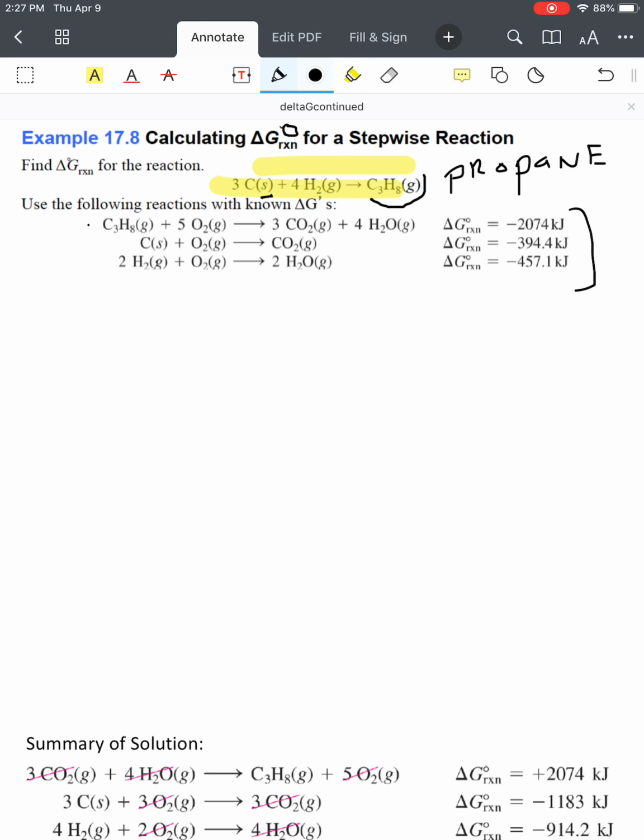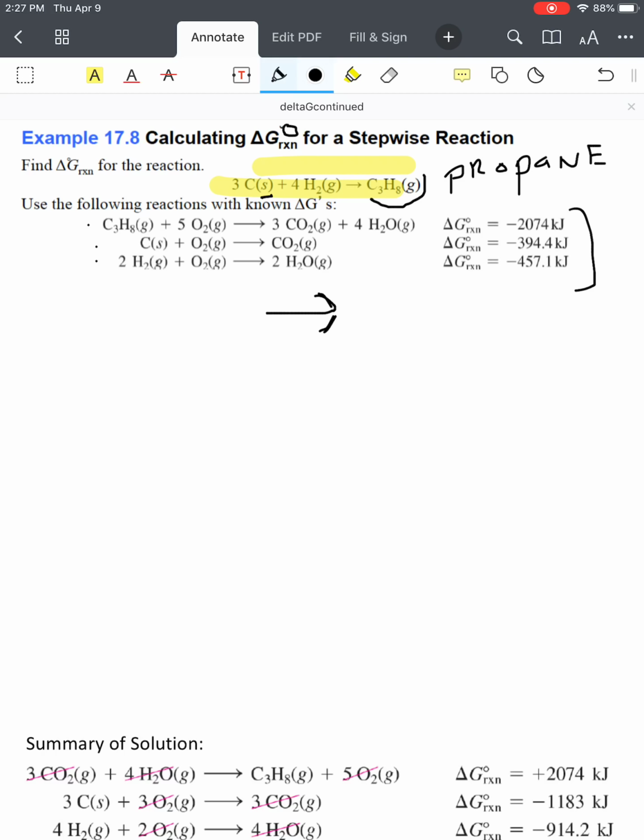Very different reactions. In this first one, we're combusting our propane, aren't we? In the second one, we're burning some carbon. And in the third one, we're burning some hydrogen. Now how can we use this information to help us? Well, remember, when we add our reactions together, we need to make sure that reactants are on the left side. The reactants are on the correct side is what I meant to say. And the products of the reaction are on the right.